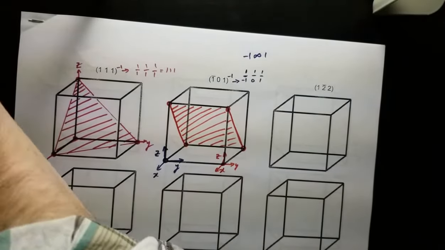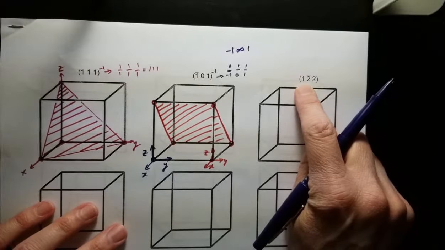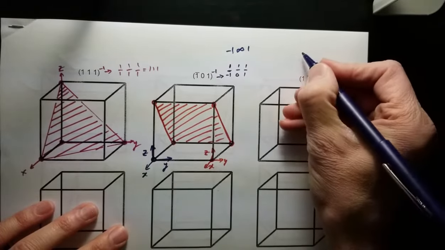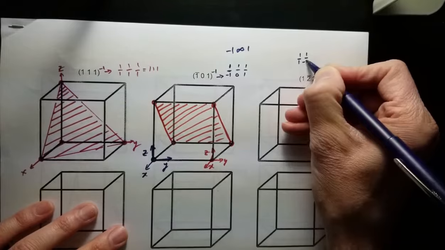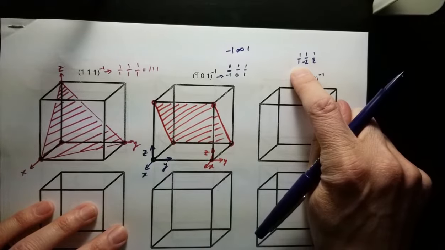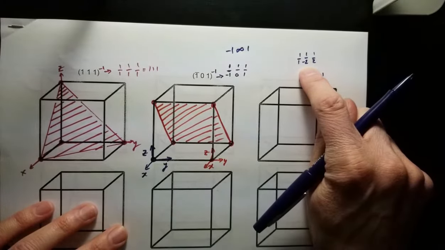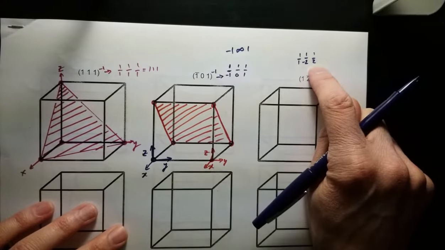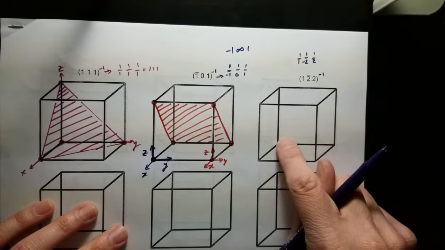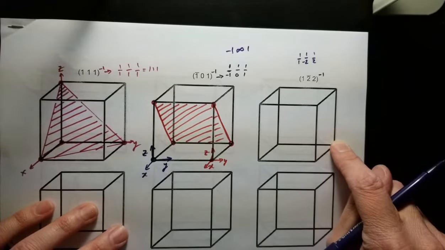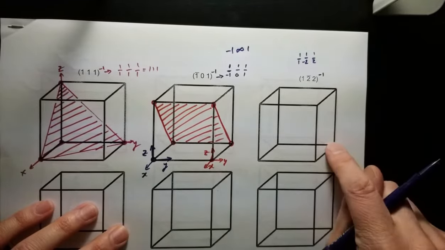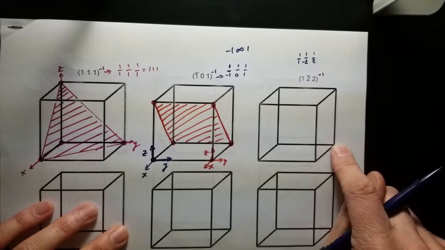Okay, let's now go to the third. So this third is 1, 2 bar, 2. If I take the inverse of that, that gives me 1 over 1, 1 over minus 2, 1 over 2. So it intercepts the x-axis at plus 1, the y-axis at minus 1 half, and the z-axis at plus 1 half. The fact that we've got a positive x-intercept means the back plane makes the most sense. The fact that we've got a plus z-intercept means the bottom plane makes the most sense. And the fact that we have a negative y-intercept means the right makes the most sense.